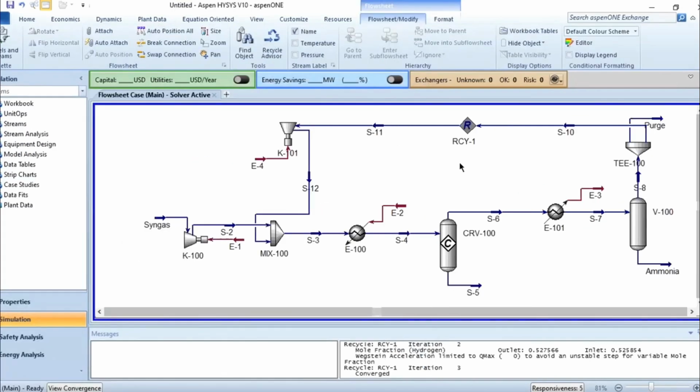So that's how the ammonia plant is simulated in Aspen HYSYS. Currently, we have used the conversion reactor. You can even use the rigorous reactor to solve this activity. So that's it from today's activity.